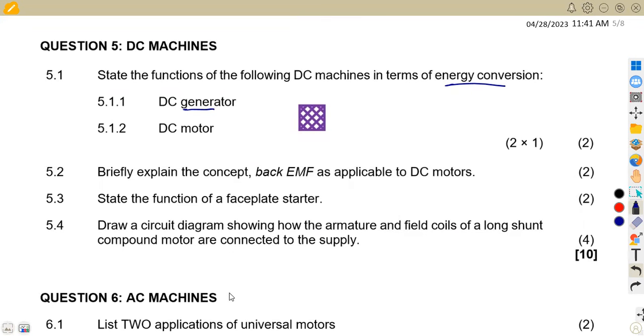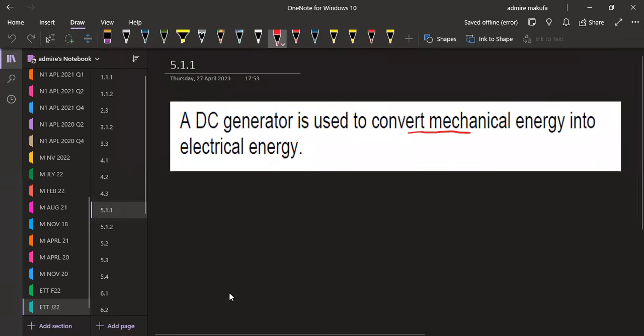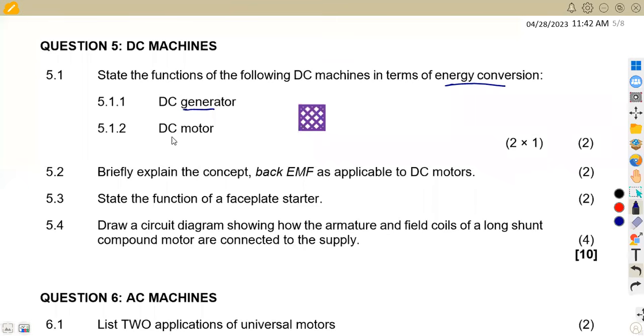Read and understand the instruction. All right, so in terms of energy conversion, if we are dealing with a DC generator, it is used to convert mechanical energy into electrical. So you're talking about conversion from mechanical to electrical, which is opposite now to the DC motor, which is on 5.1.